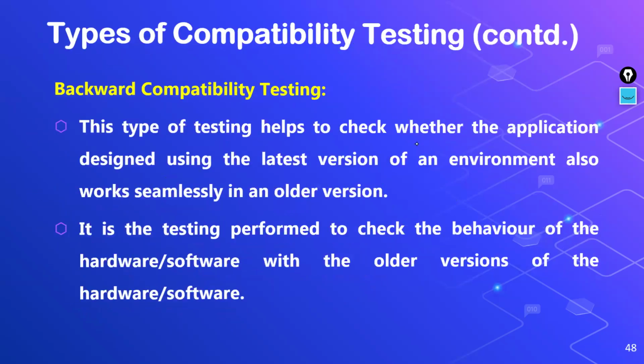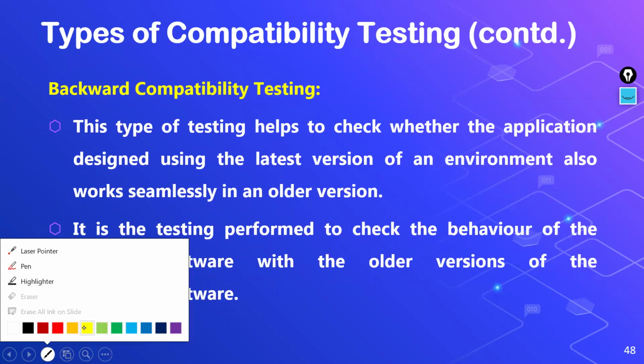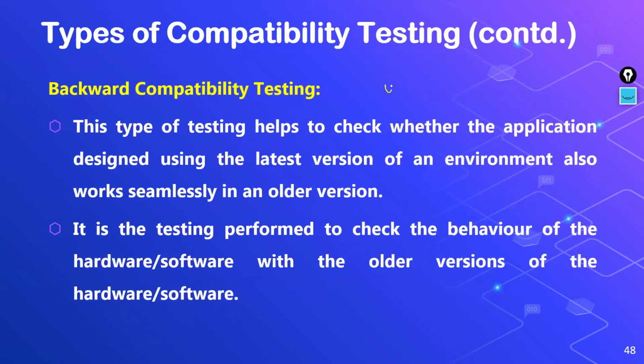Backward, on the other hand, we can just reverse that example. Like you created it for Windows 11, but you have to check whether it will work fine for Windows 10 or not. That is where you call it forward compatibility and backward compatibility.